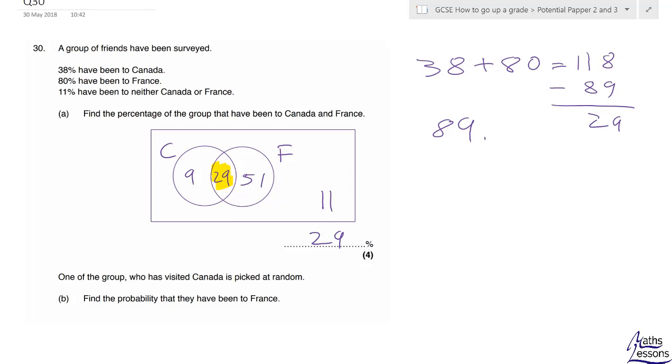One of the group who has visited Canada is picked at random. So we've now reduced our Venn diagram down to just this yellow area. That's Canada, the group of Canada. So it's out of 38% of the group. We know that's happened. Find the probability they've been to France. So therefore, out of our 38, 29 had been to France. And that is our probability of going to France if we know they've been to Canada already.